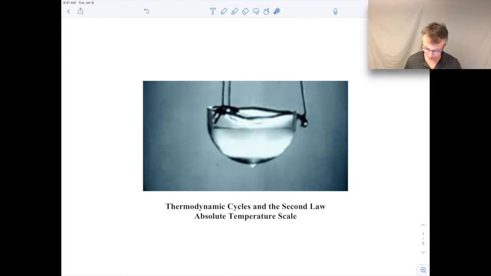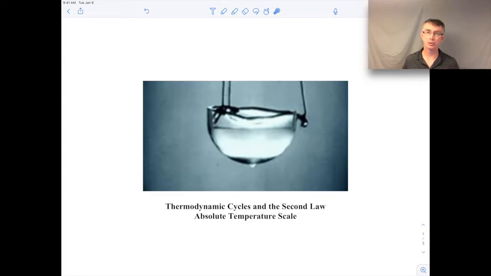So this liquid inside this container is called superfluid helium. It's helium gas that's been cooled down to near absolute zero temperature. It's just a couple degrees above absolute zero, and it turns into a liquid, but it's a liquid with very special properties.